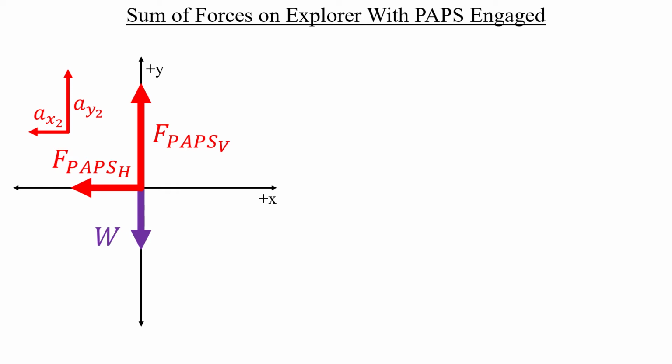So I'm going to move our diagram here off to the left and bring F equals ma into the arena. And we'll start with the sum of forces in the x direction like we've done before. So what do we have going on? We have the force of PAPS in the horizontal direction pointing to the left, so it's going to be negative here. And the resulting acceleration, because of that, is also going to be negative. It's going to be pointing in the left direction. So we don't have F equals ma. We have negative F equals negative ma.